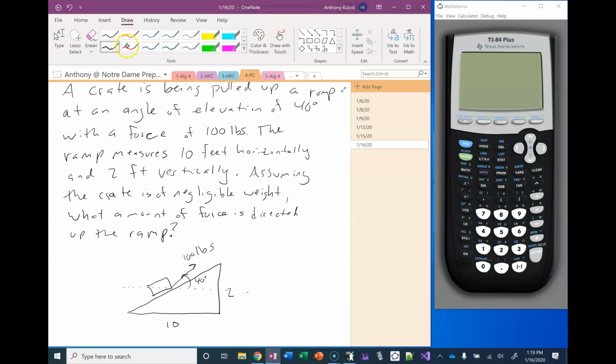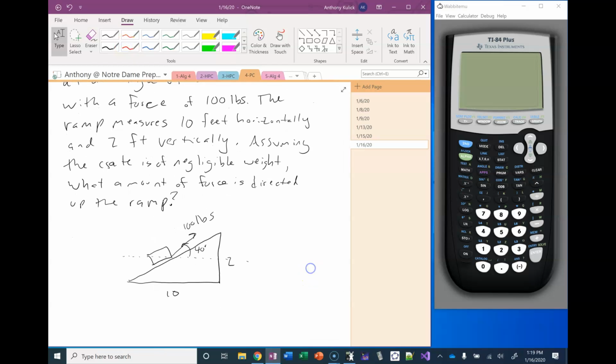Okay. So what we have here is this guy's like our vector v, and this guy is like our vector u. So we want to like project down here. That's kind of what we're doing.